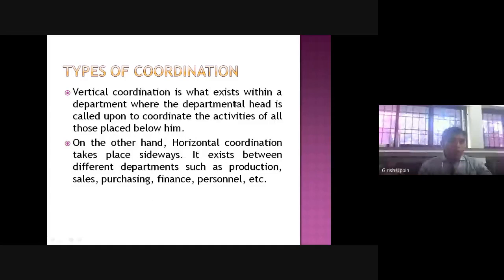Vertical coordination is what exists within the department, where the department head is called upon to coordinate the activities. So within the department, whatever the hierarchy is, that is a vertical coordination. Horizontal coordination is between the different departments. So that is a horizontal coordination.